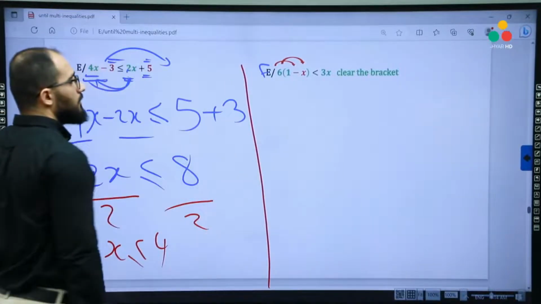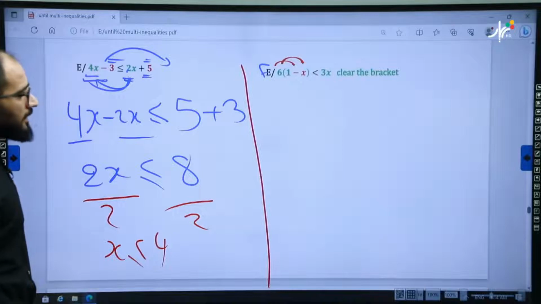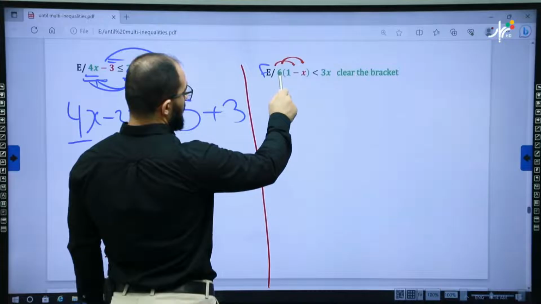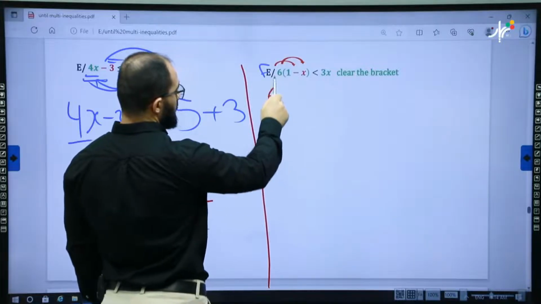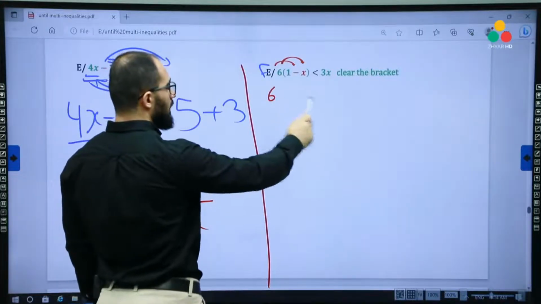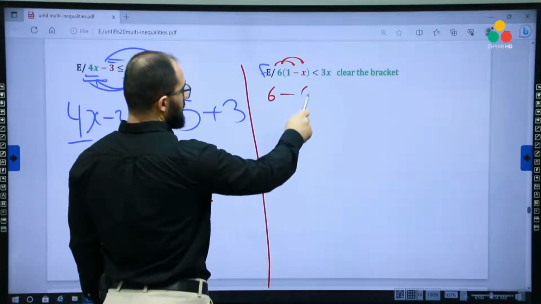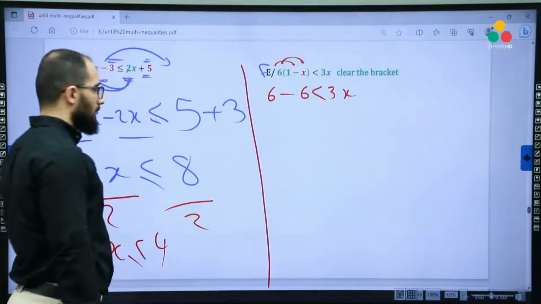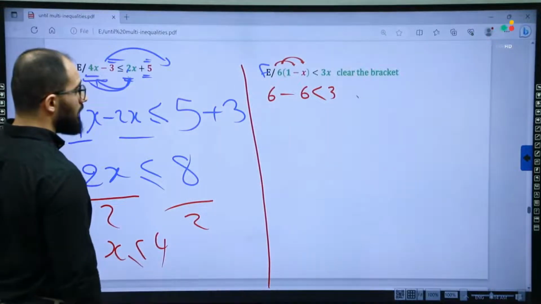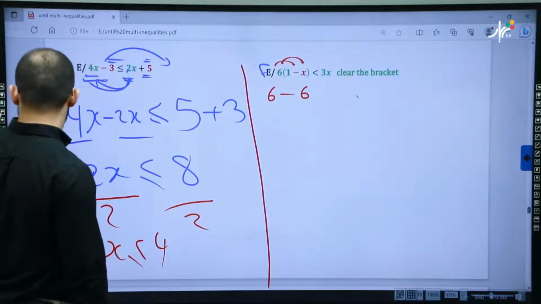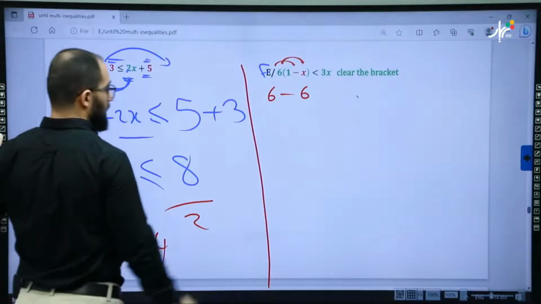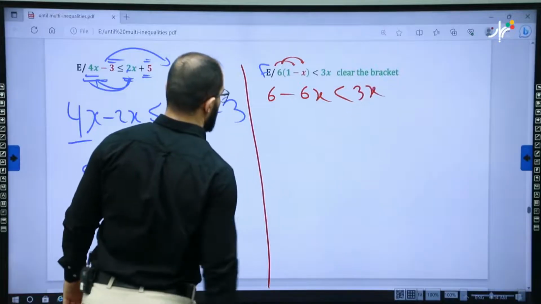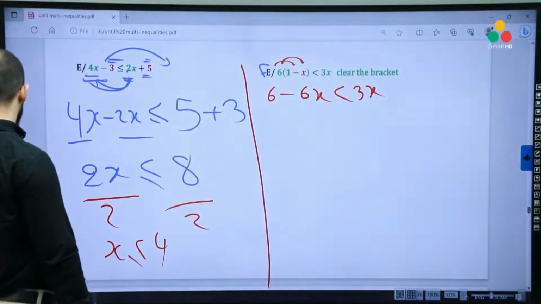Next one, we have 6 times 1 minus x is less than 3x. So clear the bracket. 6 times 1 is 6. Positive times negative is negative. 6 times x is 6x, less than 3x. We forgot an x. Negative 6x less than 3x. Cool.